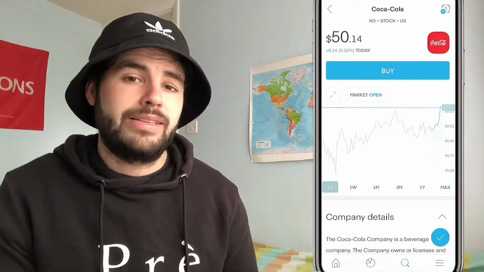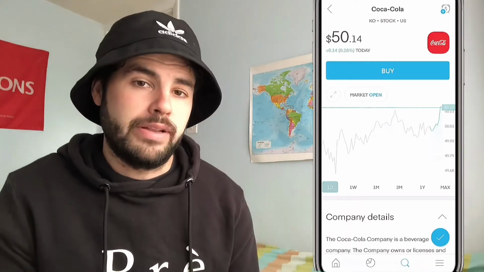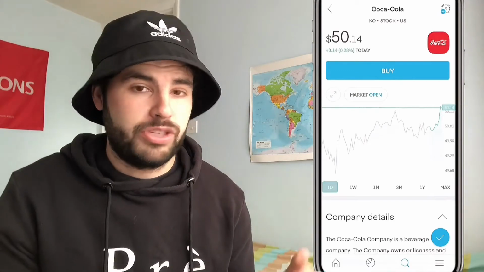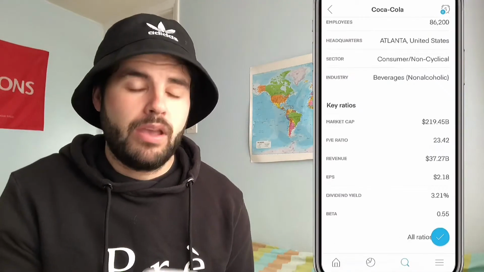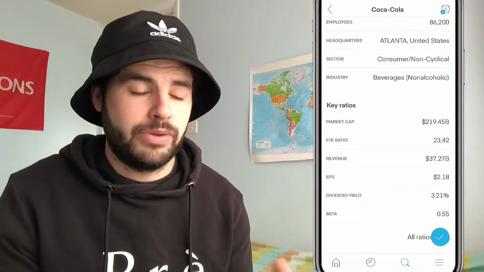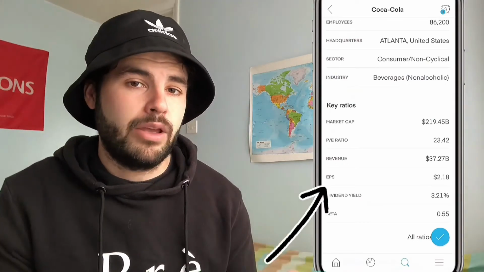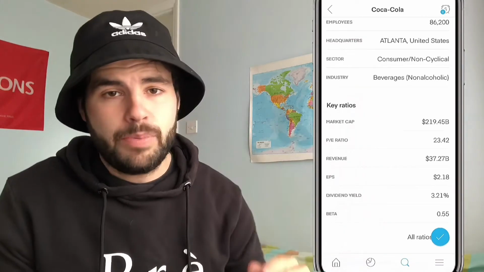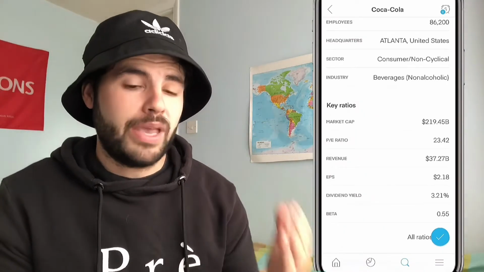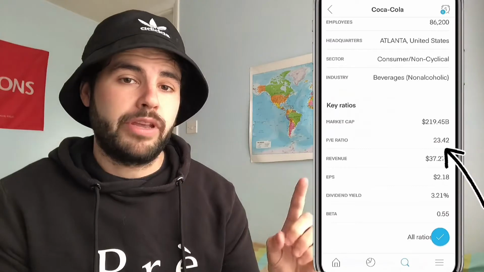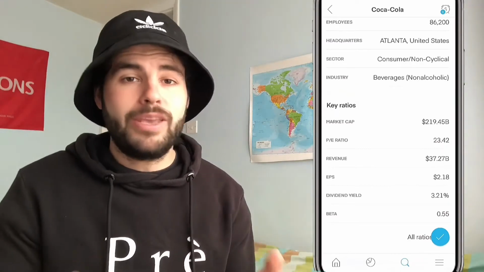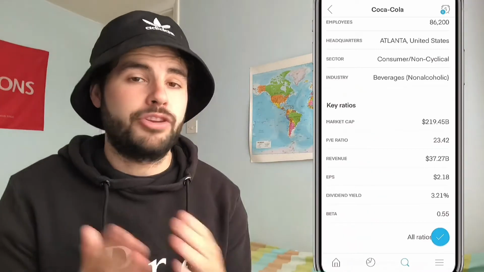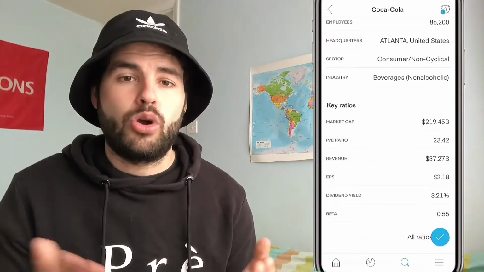Now we want to divide that price by their earnings. Now we can find their earnings by looking at their EPS ratio, which stands for earnings per share. And we can see that Coke's EPS ratio is currently $2.18 per share. So if we divide the share price by the EPS ratio, we now get a PE ratio of 23.42. Now the PE ratio will change on a daily basis because the price of the company, aka the share price, is also changing on a daily basis.